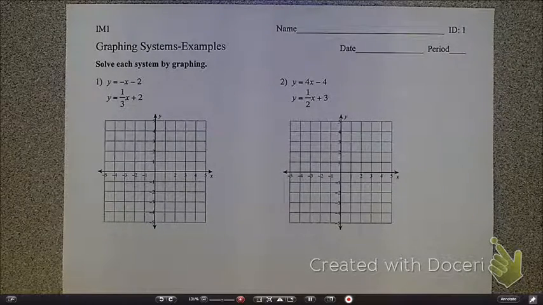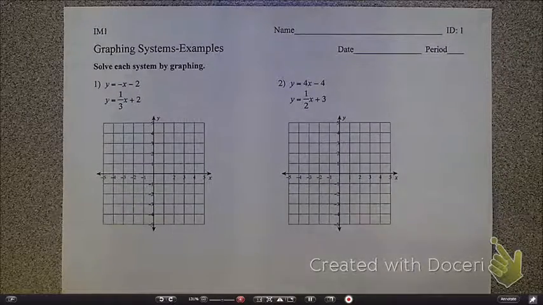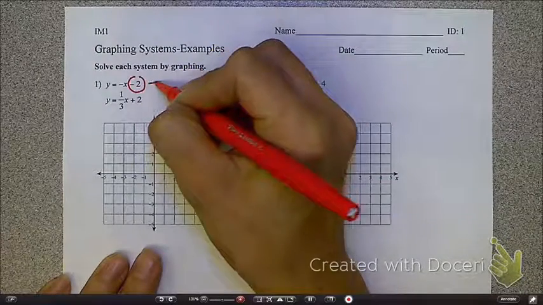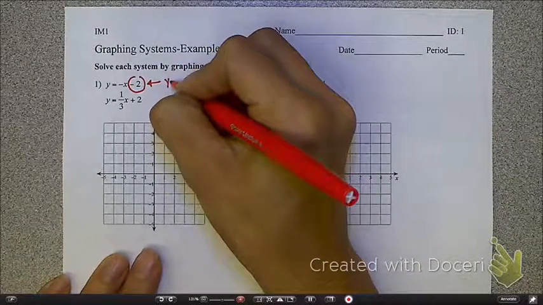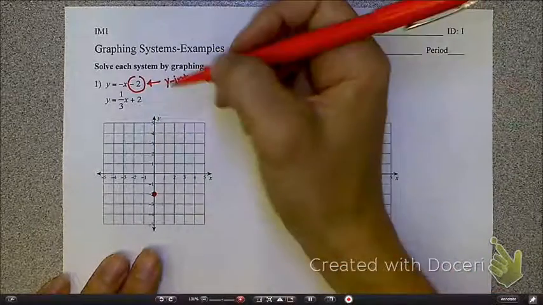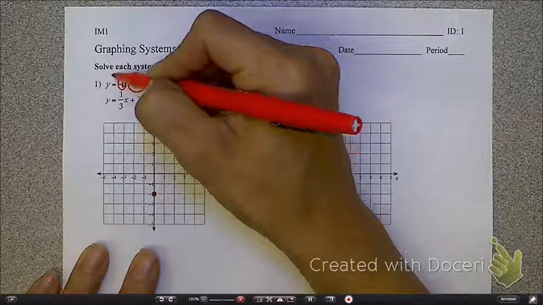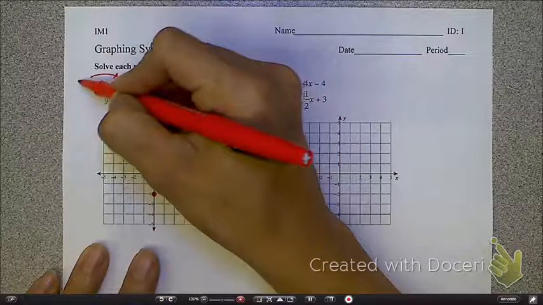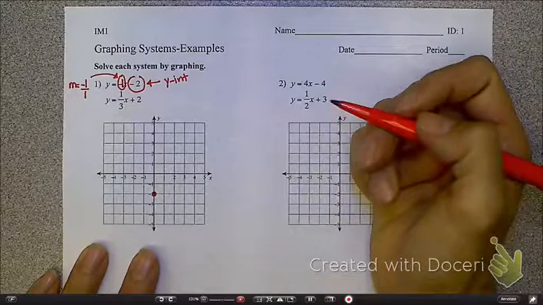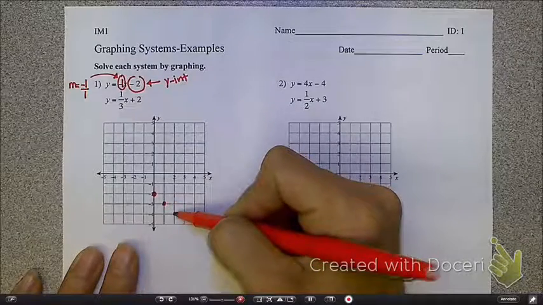Okay, so the first thing we're going to do in solving by graphing is graph each equation. In order to graph the first equation, I'm going to look at the y-intercept. Here's your y-intercept. That's going to be -2. So I'm going to graph that right here on the y-axis. Then I'm going to look at the slope, the number in front of the x. Well, this is really a -1 here. So I'm going to use that slope. And really it means that my rise is -1 and my run is 1. So down 1 to the right 1, down 1 to the right 1, down 1 to the right 1.